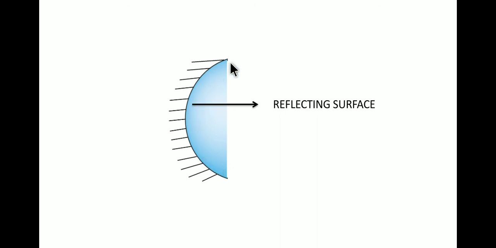It has gone inside, curved inside. So it looks like a cave. That's how you can remember concave. So when it looks like it is curved inwards, then it is a concave mirror. So a concave mirror curves inwards, and a convex mirror bulges outwards.